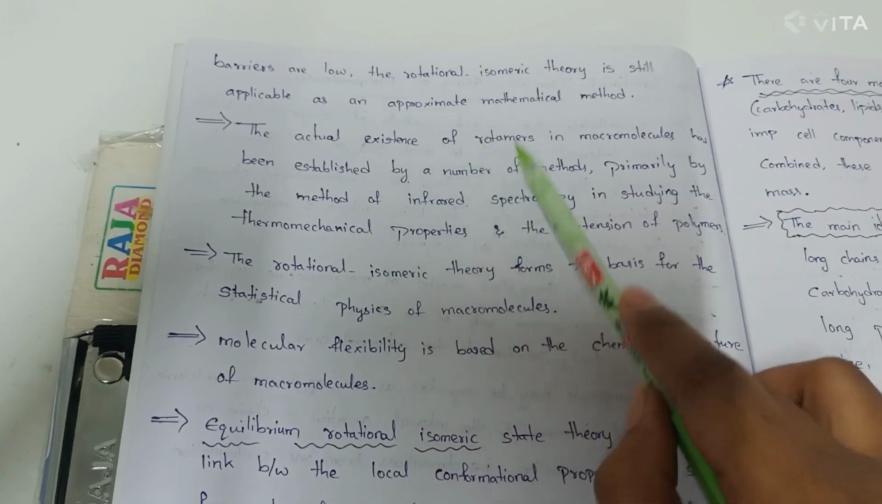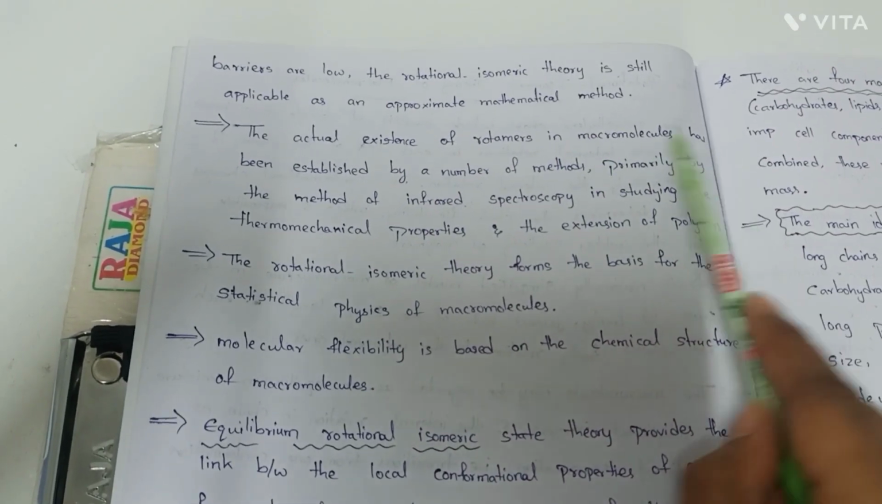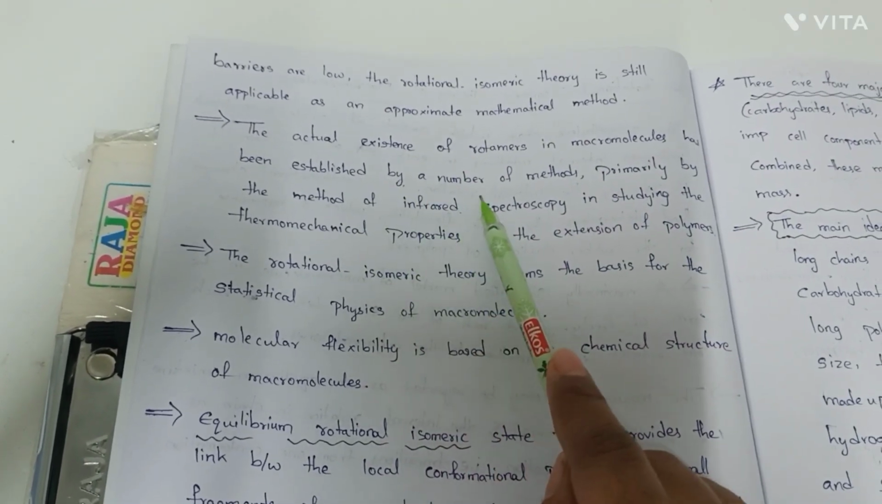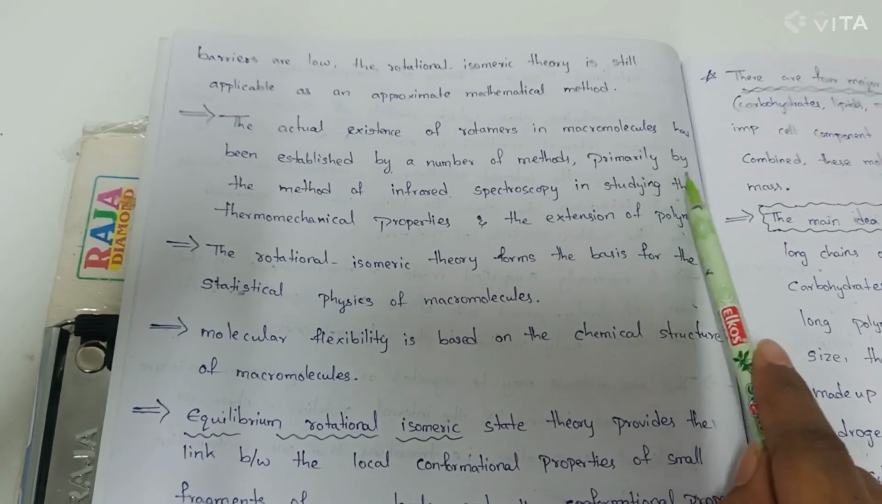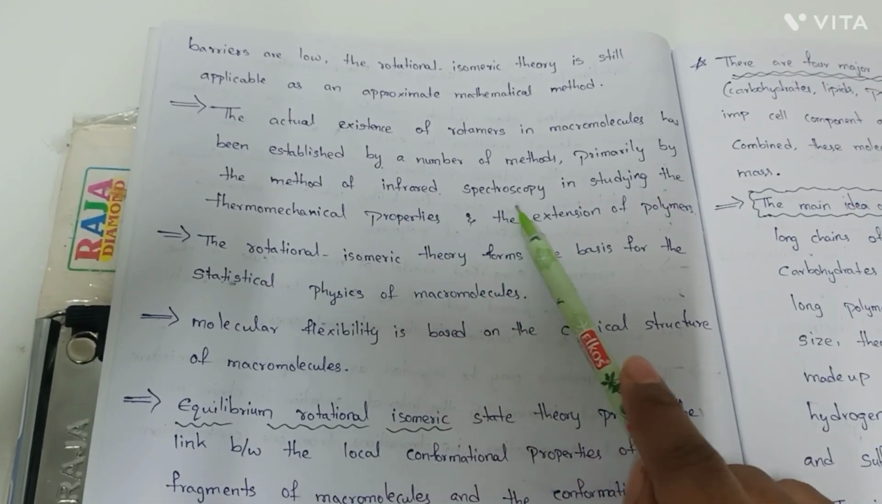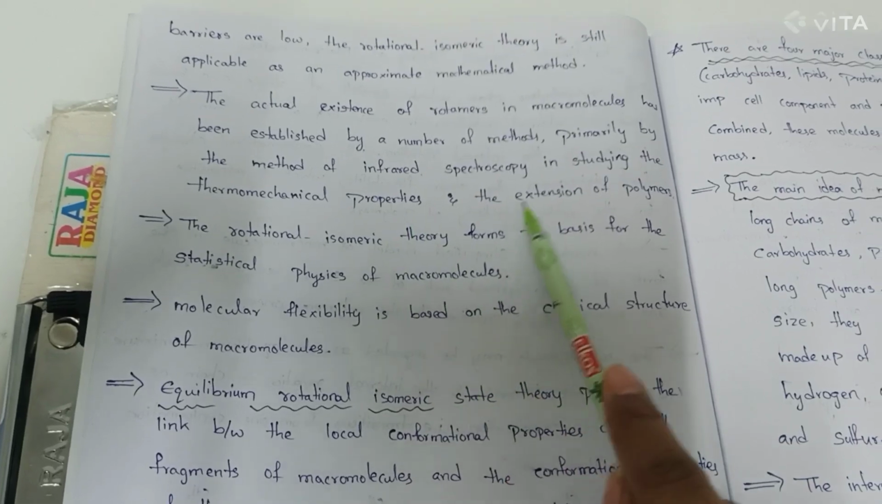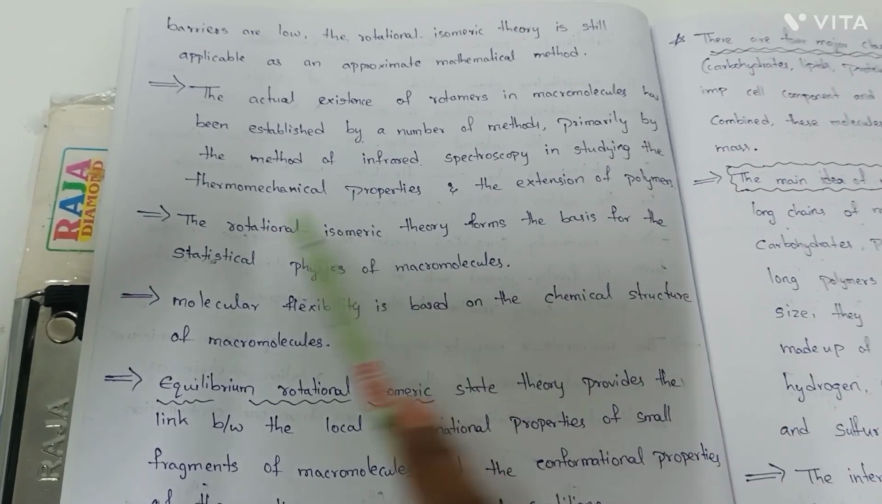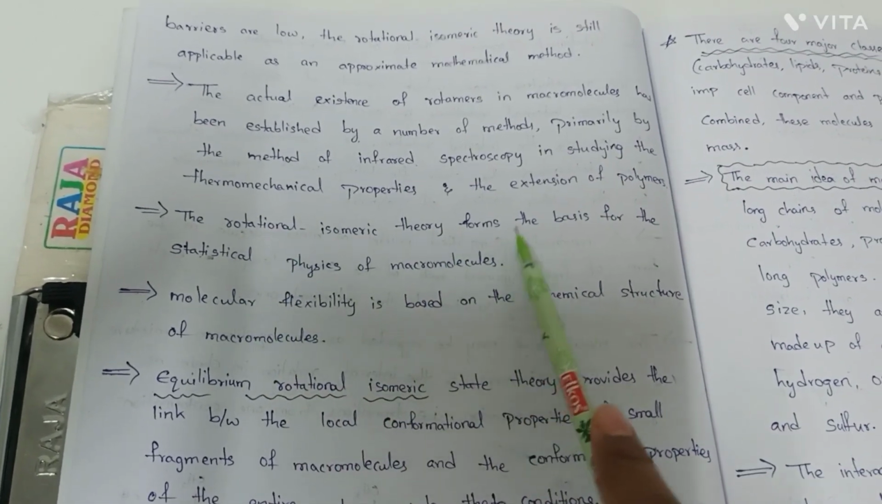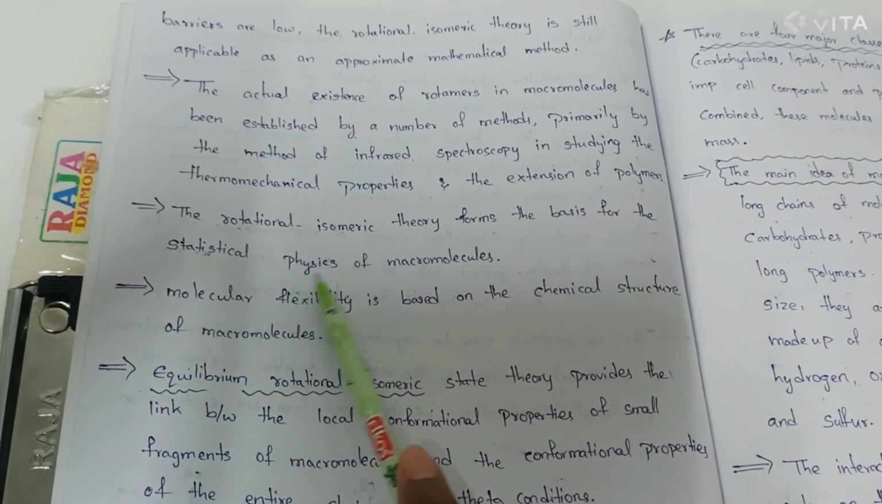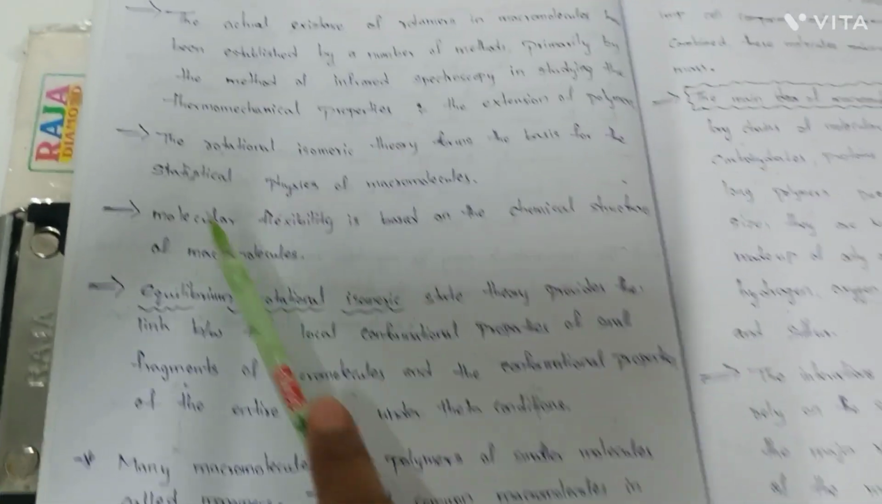The actual existence of rotamers in macromolecules has been established by a number of methods, primarily by the method of infrared spectroscopy, in the study of thermomechanical properties and extension of polymers. The rotational isomeric theory forms the basis for the statistical physics of macromolecules.